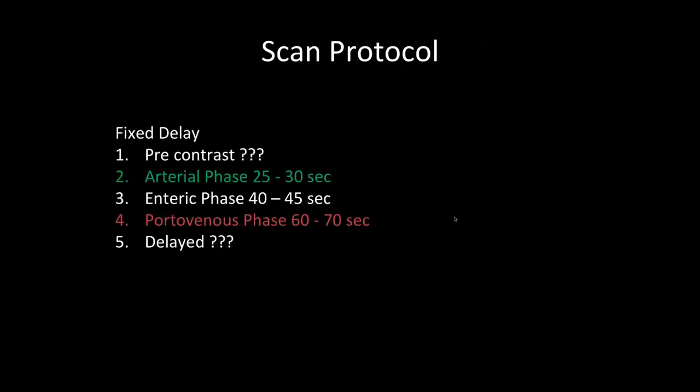Then the phases of the IV contrast. This looks like the Mexican flag. The one I use in my institution is the arterial phase and then the portovenous phase. Different institutions have different protocols. Some institutions do a pre-contrast, then an enteric phase at 40 to 45 seconds, and some institutions do a delayed phase. But the standard one, I prefer the arterial phase and the portovenous phase. I don't do the pre-contrast, the delayed, or the enteric phase.